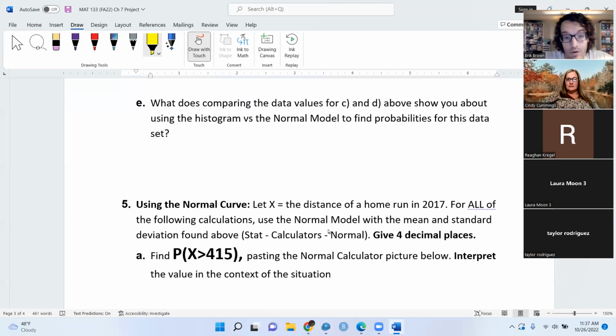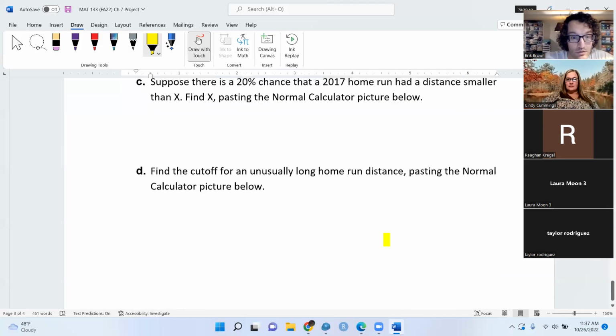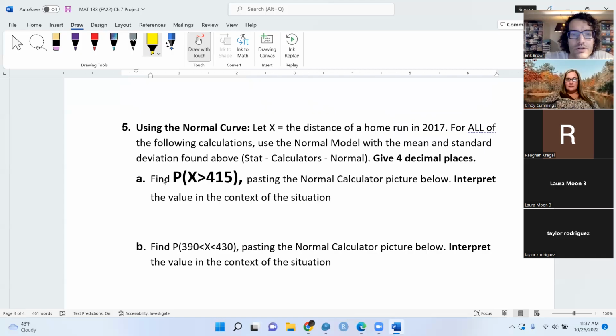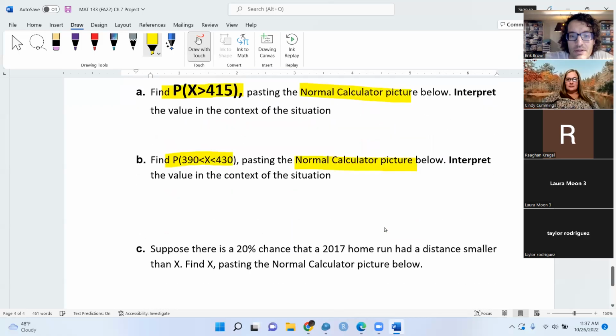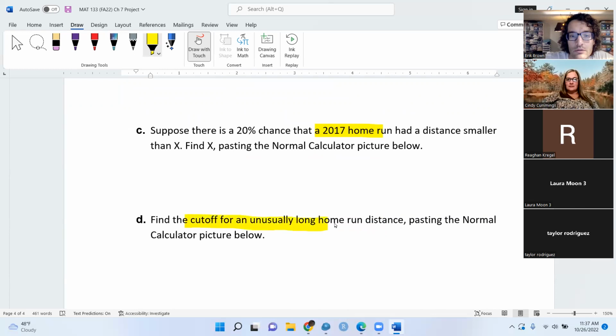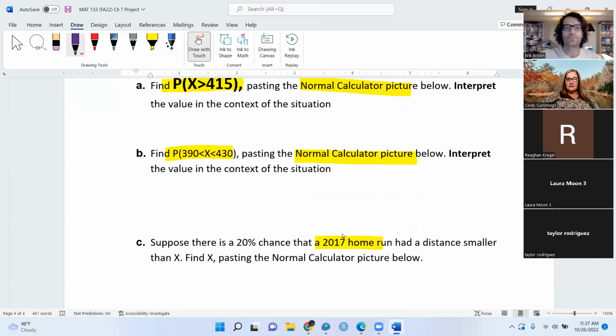So I'm going to pause and give you 5 minutes, maybe a little more, to do all of these. Note you're using the normal calculator and you're just dumping the pictures in here. I want to see if you all can get this. All right, so 5 minutes.